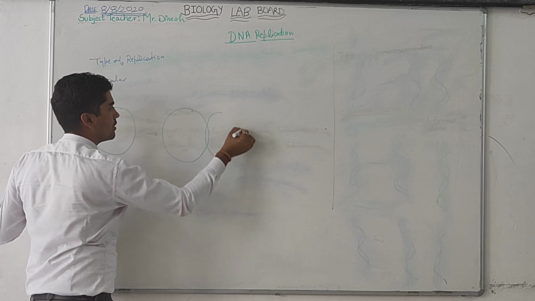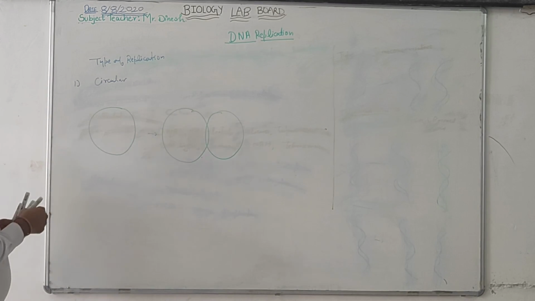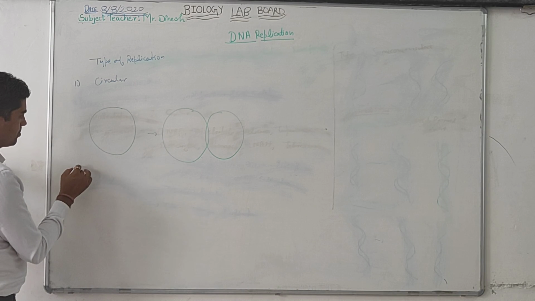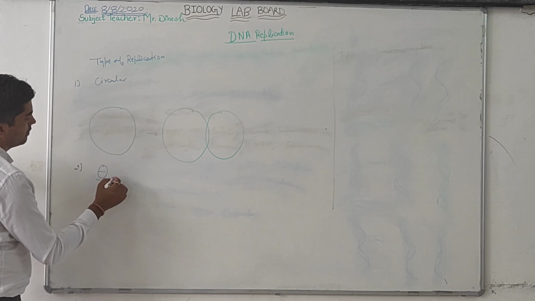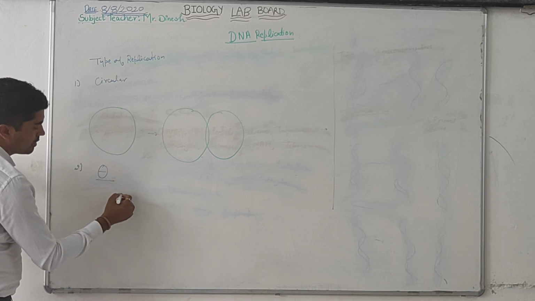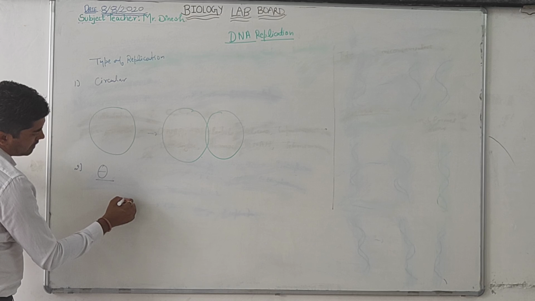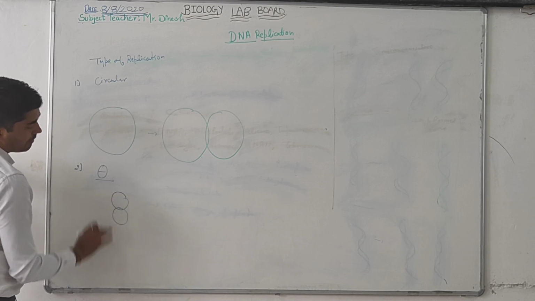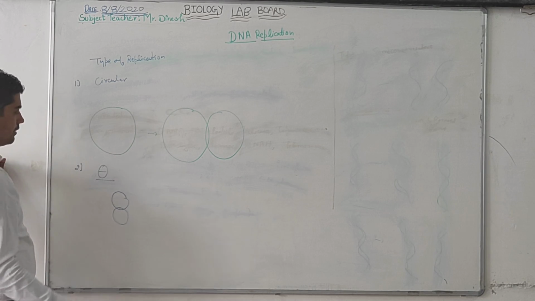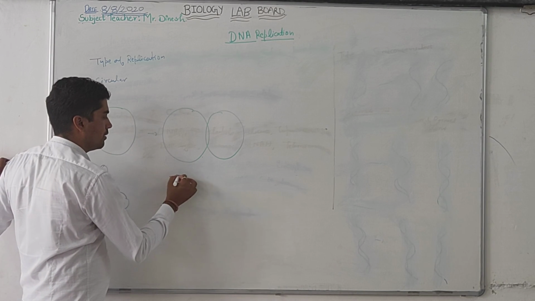Two strands, circular. Then theta shape. In this, replication will start from the center and there will be two copies this way. And third one is linear.